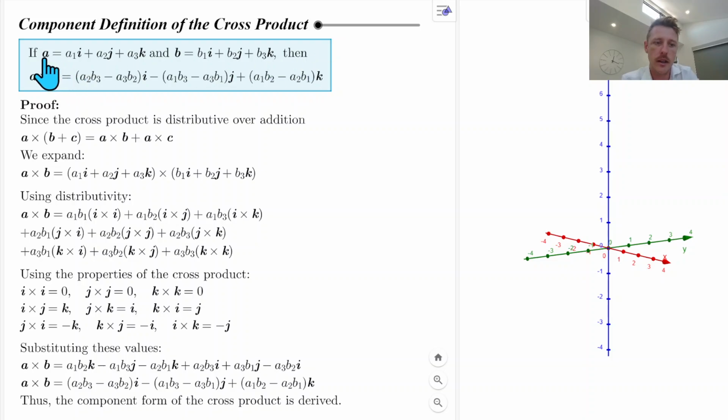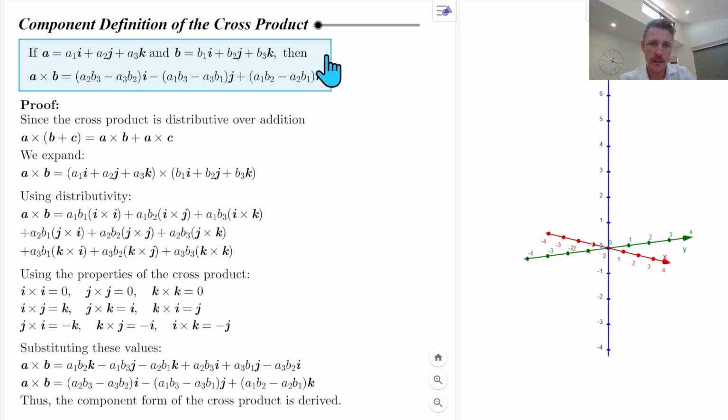If you've got two vectors, A and B, A is A1 i plus A2 j plus A3 k, and B is B1 i plus B2 j plus B3 k, then A cross B is just equal to this. Okay, A2B3 minus A3B2 i minus A1B3, you get the idea, you can read that. Okay, but then I suppose the question is, why is that the case? And one thing we're going to invoke is this idea that the cross product is distributive over addition. So what that means is A cross (B plus C) is equal to A cross B plus A cross C.